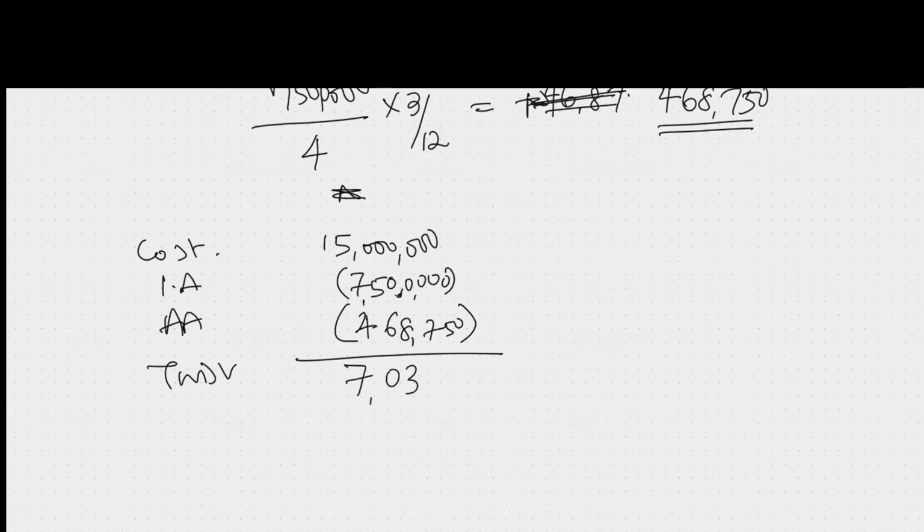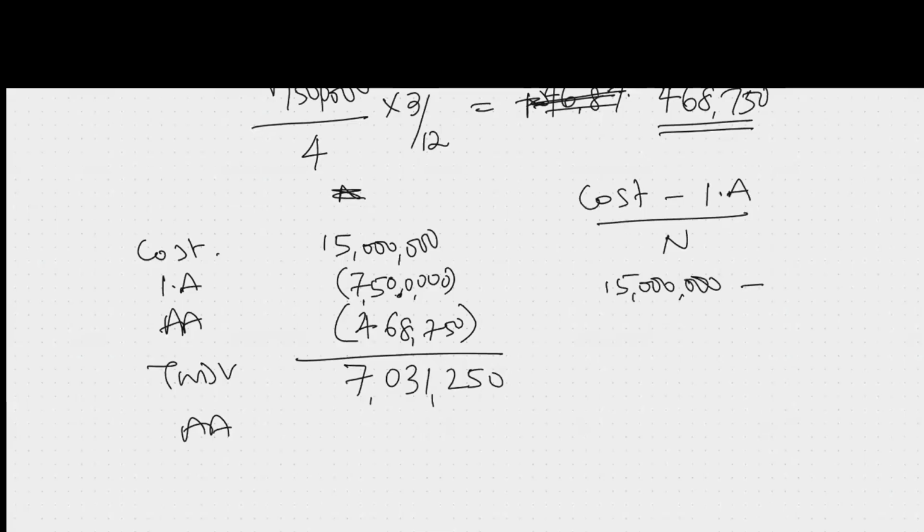So in the second year, what would happen? We revert back to our normal calculation. So cost minus initial allowance divided by n, because the basis period here will be up to 12 months. So what do you have? What's my cost? 15 million minus 750, divided by how many years? 4 years. Give me my value.